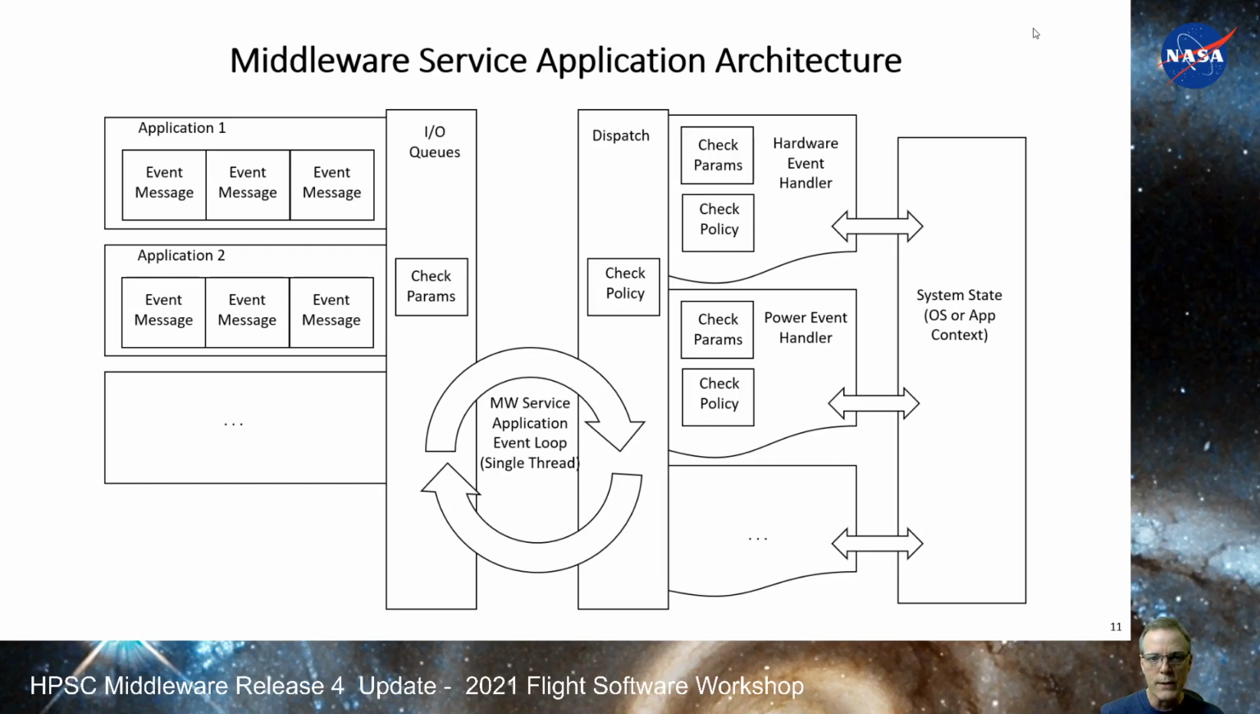check the message's validity, then it will dispatch the message to the correct event handler on the right. Note that the dispatch handlers will also have the opportunity to validate parameters and also check the request against a defined policy. This policy implementation is part of R4 and will be explained in just a bit.